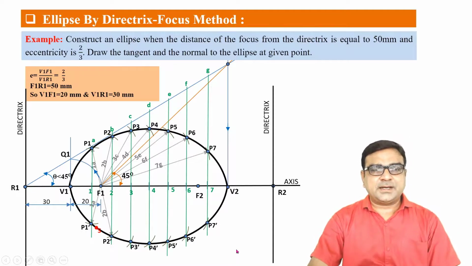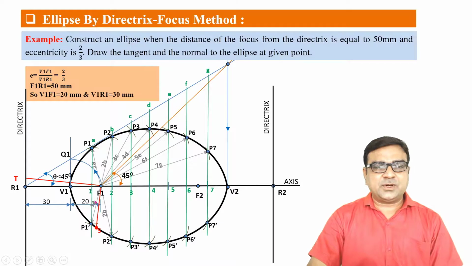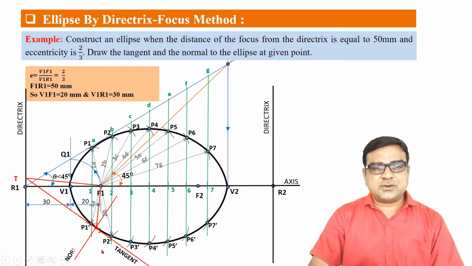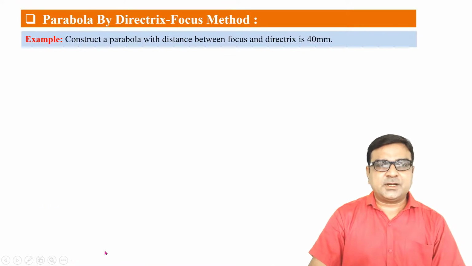Now for the normal and tangent, select any point on the curve, join that point to the focus point, and from F1 draw a line which is perpendicular to this line. Now this line intersects the directrix, and from that intersection point T, you have to draw one line passing through the selected point on the curve. This will become a tangent, and the line perpendicular to it from that point is known as the normal. So this is the directrix and focus method for the ellipse.